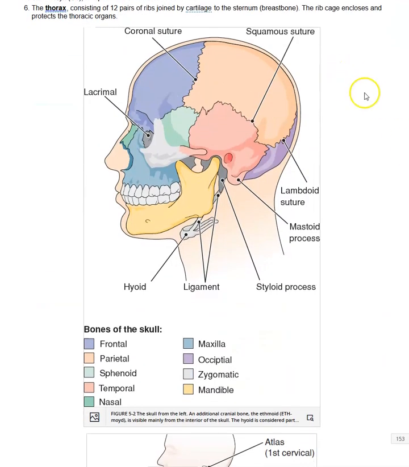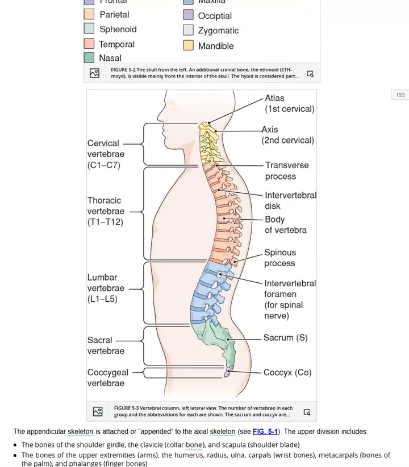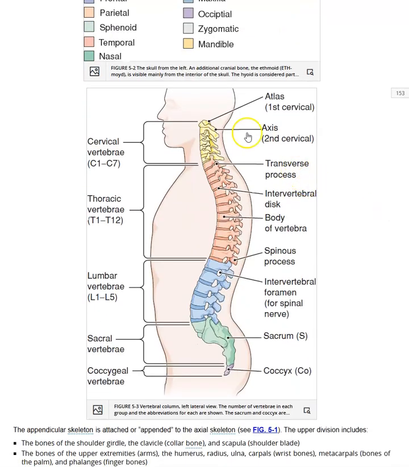Diving into the skull itself, several different names for the different structures that make up our skull. And here is our vertebrae in a different view. Breaks down into the cervical, thoracic, lumbar, sacral, and coccygeal vertebrae.